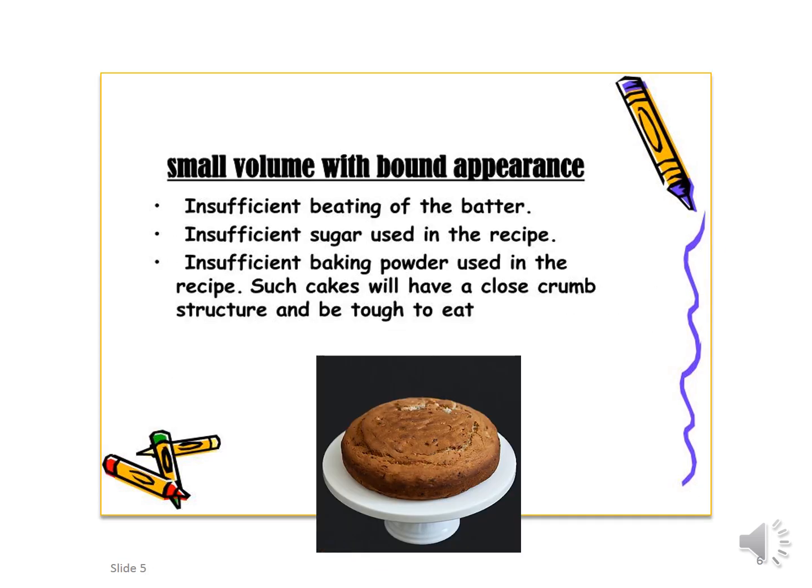Small volume with bound appearance. This is also very common. Sometimes we do not beat the batter well. We beat the batter for insufficient time, or we do not use the given amount of sugar in the recipe, or we do not add proper amount of the baking powder in the recipe. Such cakes, what will happen? They will have a very close crumb structure and there will be tough texture. They will be tough to eat. Volume will be very low.